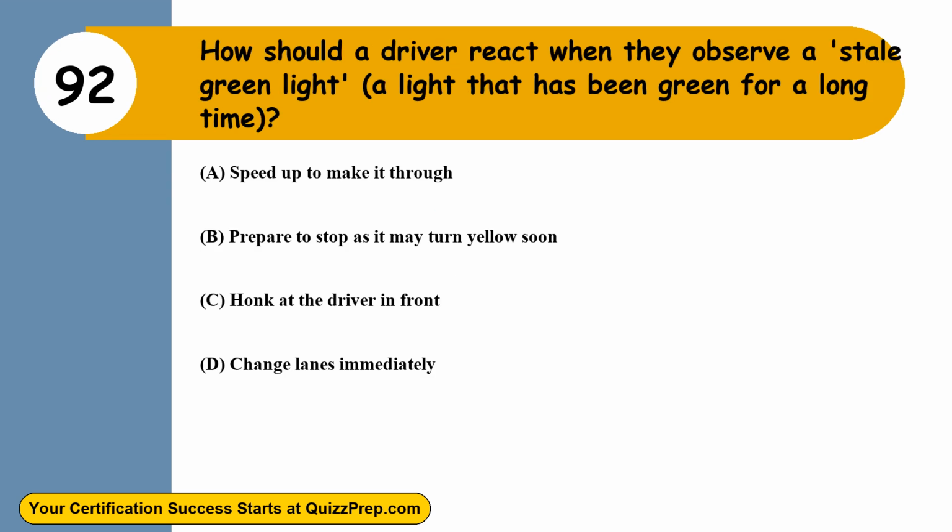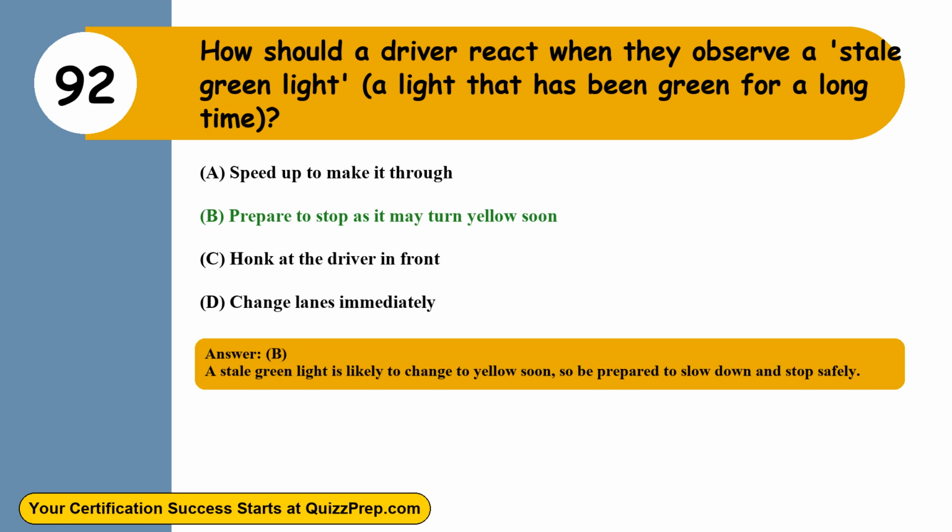Question 92. How should a driver react when they observe a stale green light, a light that has been green for a long time? Option A, speed up to make it through. Option B, prepare to stop as it may turn yellow soon. Option C, honk at the driver in front. Option D, change lanes immediately. The correct answer is option B, prepare to stop as it may turn yellow soon. A stale green light is likely to change to yellow soon, so be prepared to slow down and stop safely.